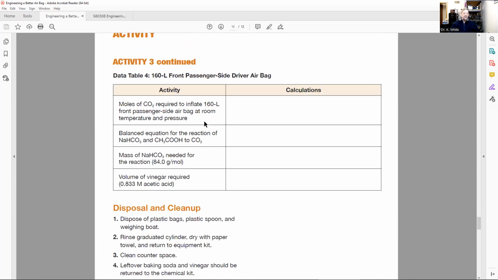In table 3, you'll do the same, except now the volume for PV equals nRT in the equation we did in activity 1 is 160 liters, and you fill in the results here, or the calculation.